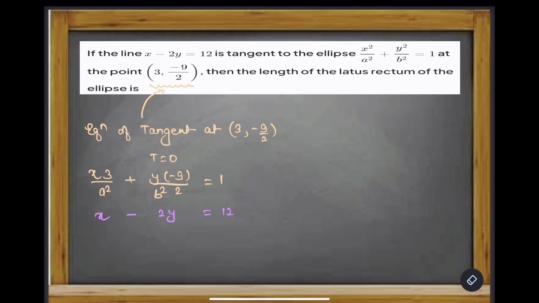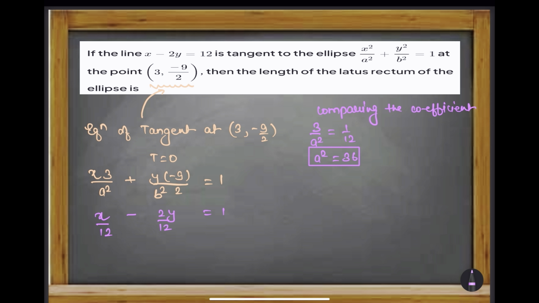Can I divide both sides by 12 so that we can do a comparison? Just think about it. Can I do so? Now comparing the coefficients. Our coefficient of x is 3 by a square and their coefficient is 1 by 12. So can I say that a square is 36?